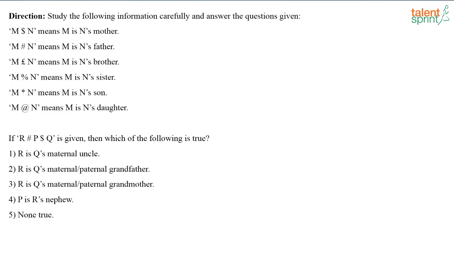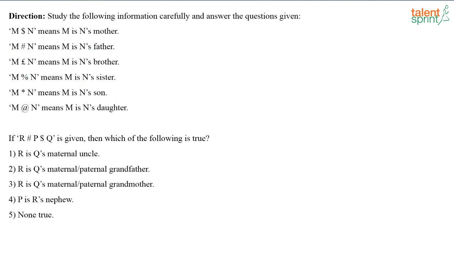Next one. The next question is on coded relations. Study the following information carefully and answer the questions given below. So you are given some information like this. M$N means M is N's mother. M#N means M is N's father.